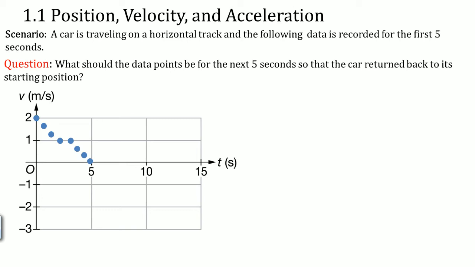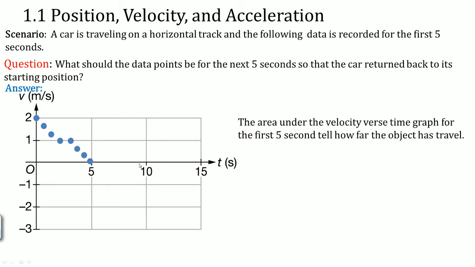Scenario. A car is traveling on a horizontal track and the following data is recorded for the first 5 seconds. Question. What should the data point be for the next 5 seconds so that the car returns back to its starting position? Here's the answer.